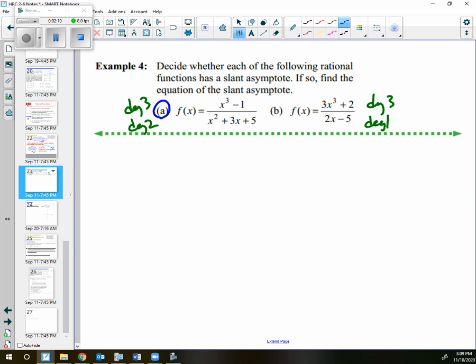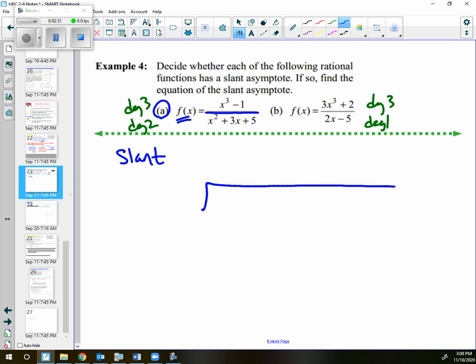The letter B doesn't, because it's 2 greater. So that wouldn't have a horizontal, because the degree is bigger in the top. It doesn't have a slant either, because it's 2 greater, not exactly 1. All right, so how do we find the slant asymptote? How do we actually calculate it? We divide. We do the actual ratio. We divide the top by the bottom and see what this function gets closer and closer to. What is that y value going to be equal to?